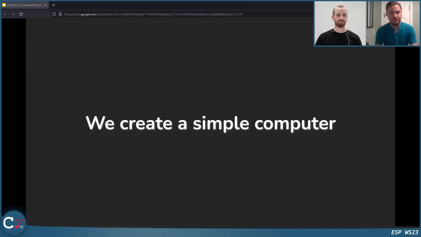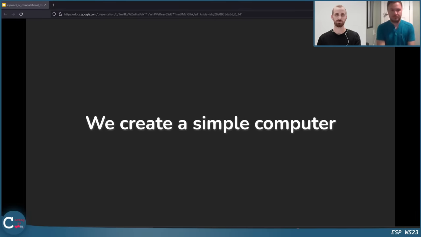Okay, so let's start with the last part of today, where we create a very, very basic and simple computer together and then have a look at how this computer works. So, Alex talked about this very simple vending machine where we have basic input, output, basic calculations. We add something, maybe we add two numbers or something like that. And I want to show you now how this really works inside a computer, so how a computer calculates all these things.